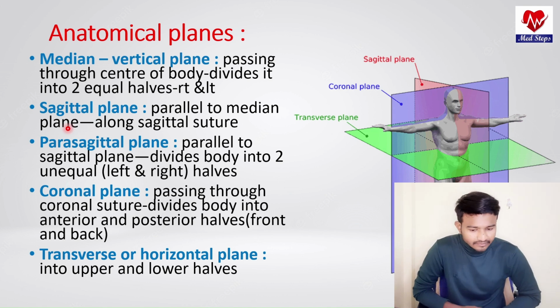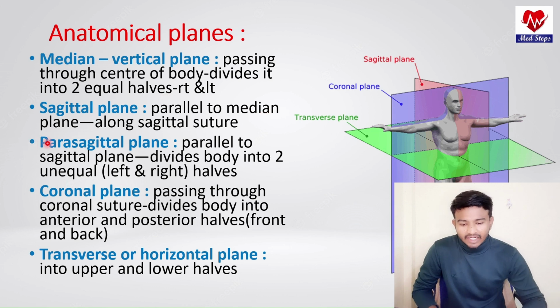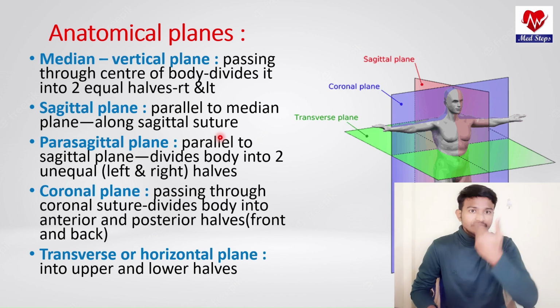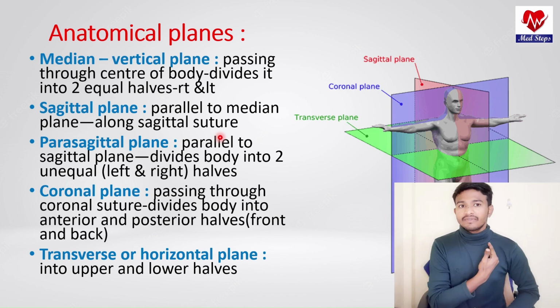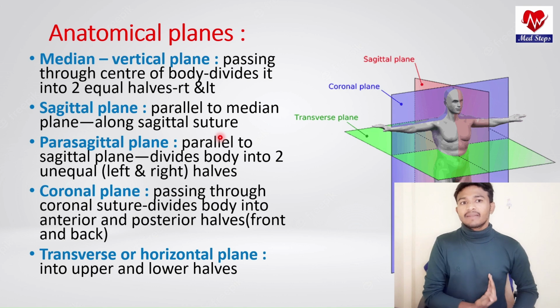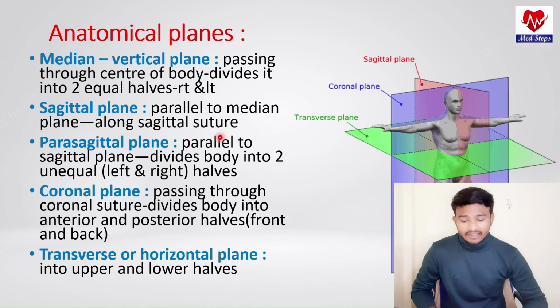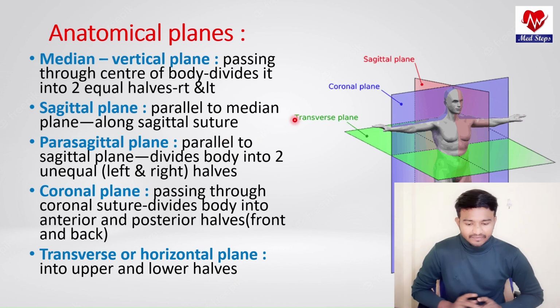Sagittal plane. This sagittal plane is parallel to the median plane, along the sagittal suture. As I told you before, this is the median plane. If I cut parallel to the median plane, you get the sagittal plane. Then the parasagittal plane, parallel to the sagittal plane, divides the body into two unequal left and right halves.